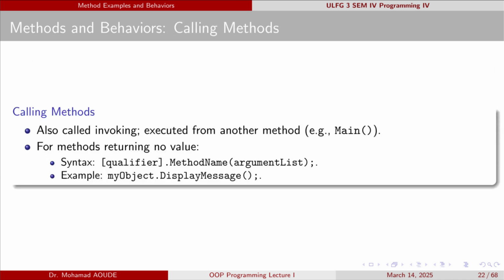Once a method is defined, we need to actually call it to execute its behavior. Calling a method means writing its name, followed by parentheses containing any necessary arguments. For example, myObject.displayMessage. Here, displayMessage is a method inside the object myObject. In C#, the flow is always define the method once, then call it as many times as you need.